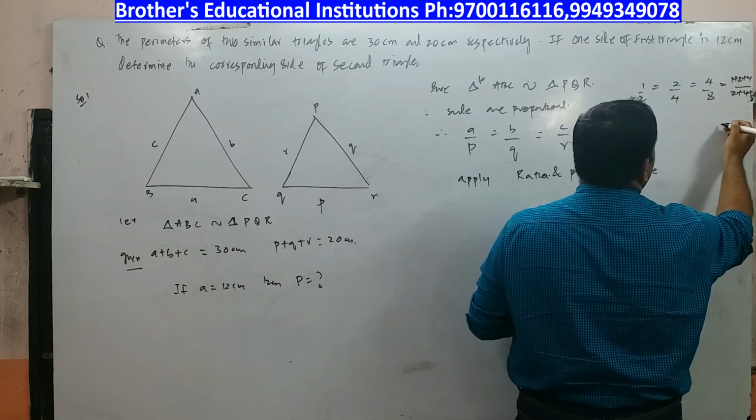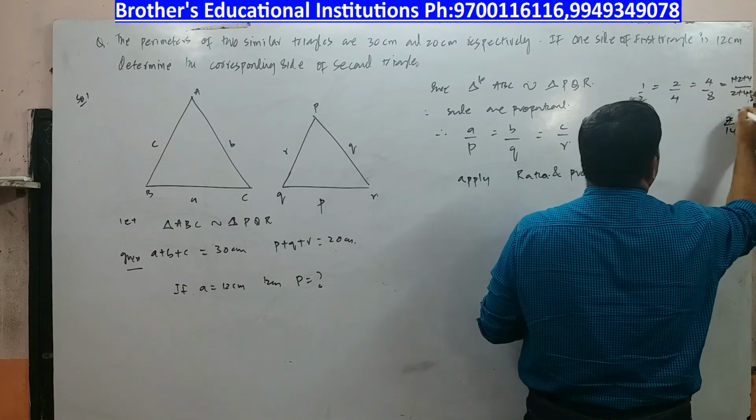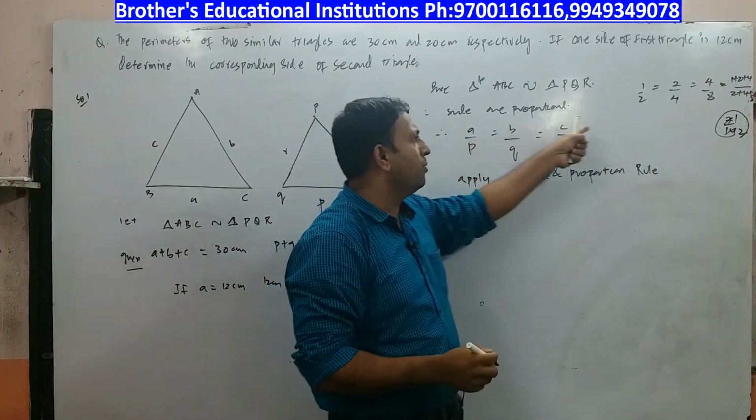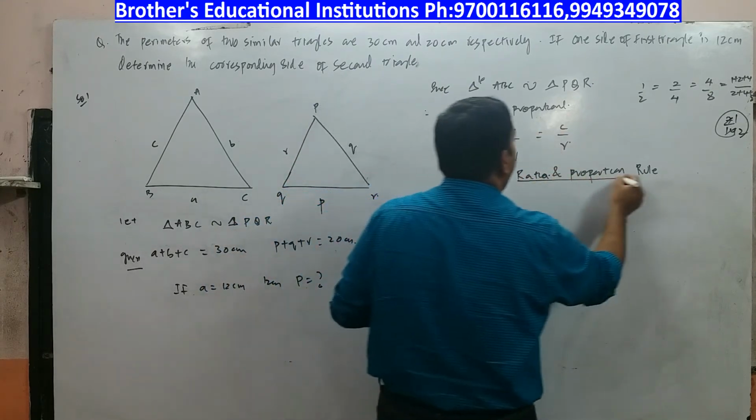What is 1 plus 2 plus 4? It is 7. What is 8 plus 4 plus 2? It is 14. 7 1s are 7, 7 2s are 14. Again you got 1 by 2. So you have to add the numerators consecutively and the denominators consecutively. This is called the ratio and proportion rule.